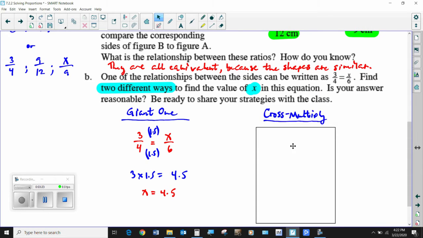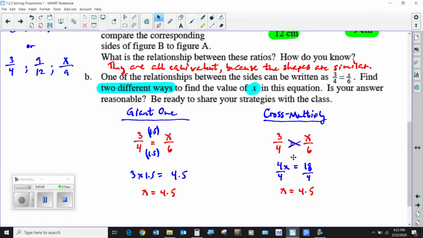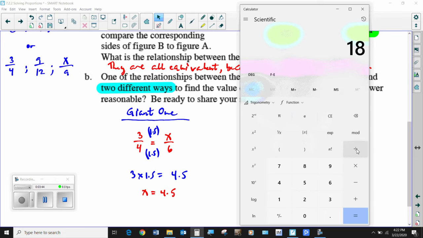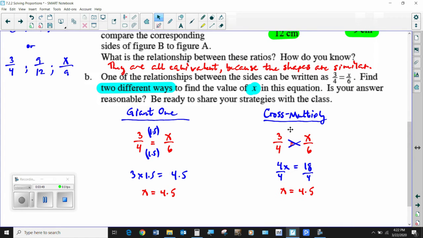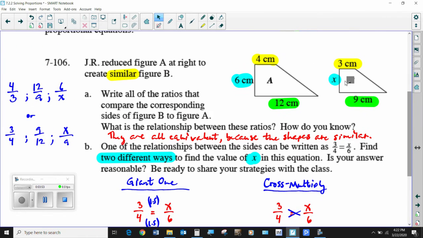Let's see if we get the exact same answer by cross multiplying. When we cross multiply, we would multiply 3 times 6 and 4 times x to give you 4x is equal to 18. And then we'll have to divide each side by 4 because whatever you multiply times 4 to give you 18, that's going to be the answer to 18 divided by 4. So I'm just going to show you on the calculator. 18 divided by 4 gives you 4.5. So yes, two different ways we showed how to get the exact same answer. X in this particular trapezoid here must be 4.5 centimeters long.